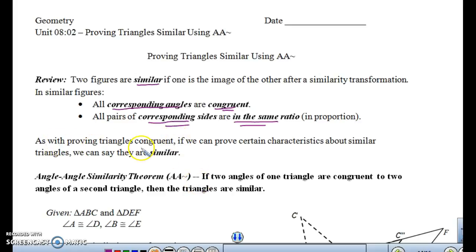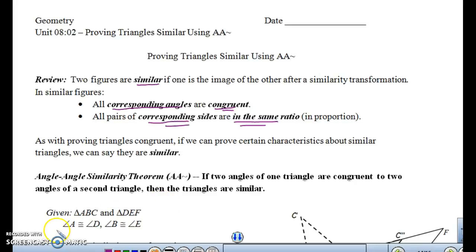Now, as with proving triangles congruent, if we can prove certain characteristics about triangles, we can say they're similar. When we did congruent triangles, we didn't have to prove all of the angles and sides, we just had to prove certain ones. The same thing is true when we do similarity. The first similarity theorem we have is angle-angle similarity, abbreviated AA with a tilde. It says if two angles of one triangle are congruent to two angles of a second triangle, then the triangles are similar. Basically, if you can prove that two pairs of corresponding angles are congruent, then you can say the triangles are similar.